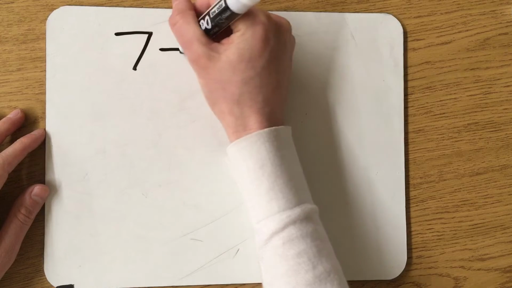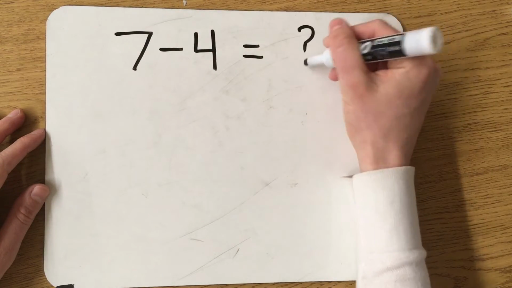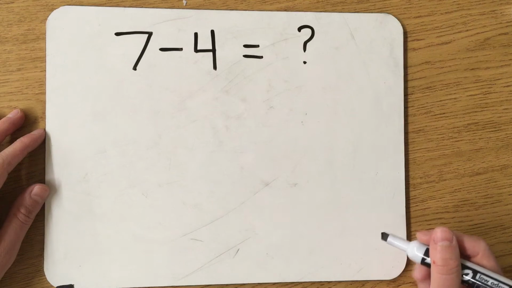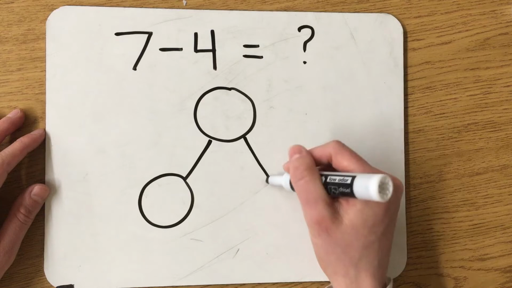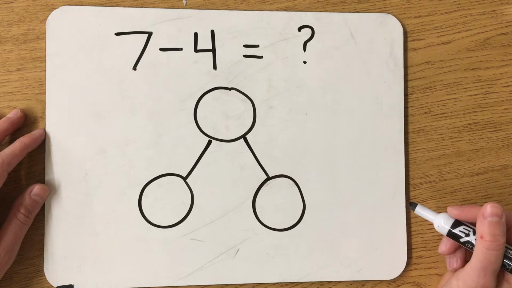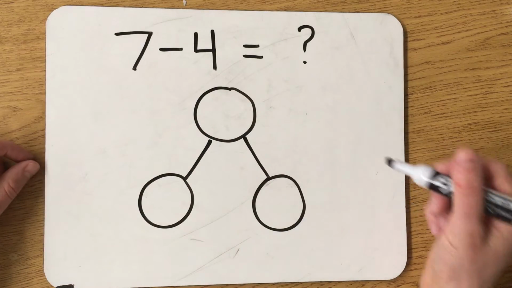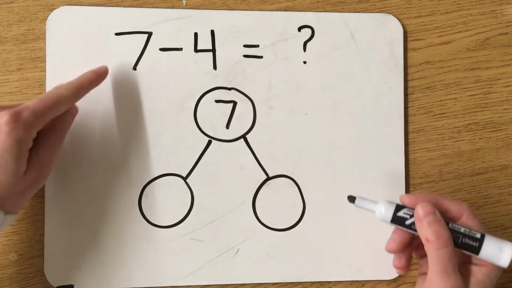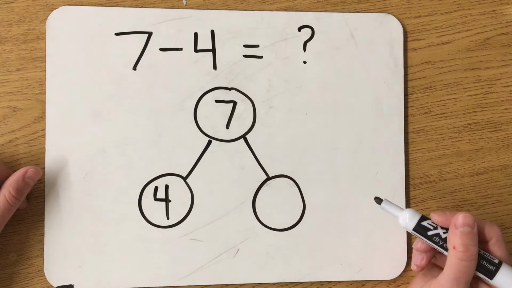7 take away 4 equals, we're not sure. Let's fill in the numbers given in a number bond. In subtraction, we always do whole group, take away one of the parts, equals the other part. We know the whole group. We know one of the parts. We do not know the other part.